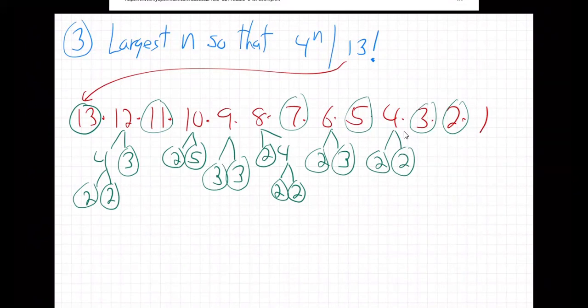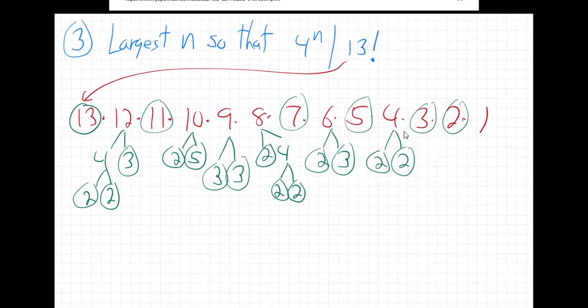I just took each of those numbers from 13 all the way down to 1, and I broke them all apart into their prime building blocks.